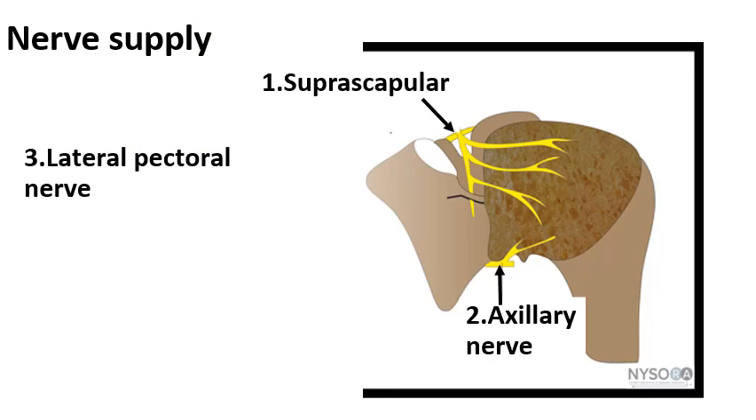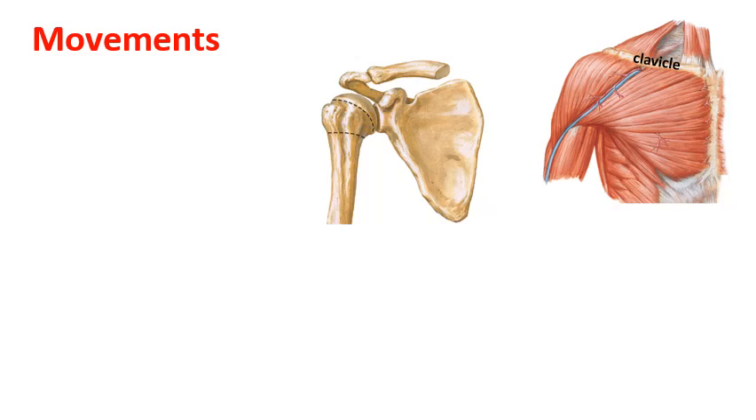The nerve supply of the shoulder joint: there are three nerves that supply this joint. A nerve called the suprascapular nerve, the axillary nerve, and the third one is called the lateral pectoral nerve. You will take each of them separately in the part you will study later on. Suprascapular, axillary nerve, and lateral pectoral nerve. We come to the last point in the lecture, which is the movements of the shoulder joint. Before demonstrating the different movements of the shoulder joint, I would like to tell you a couple of points.